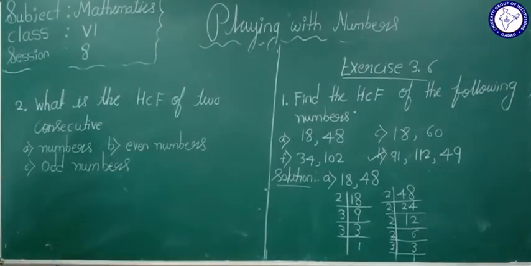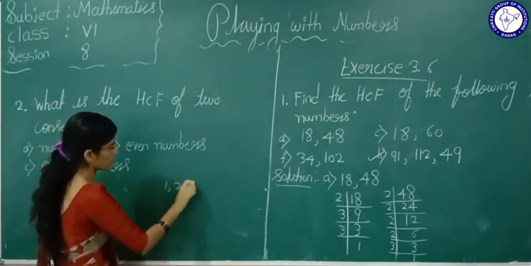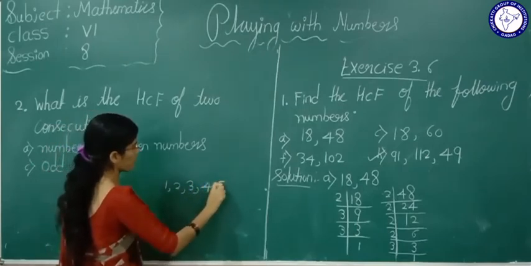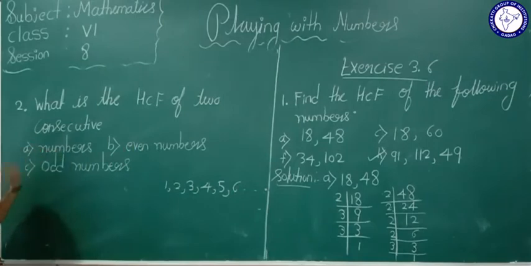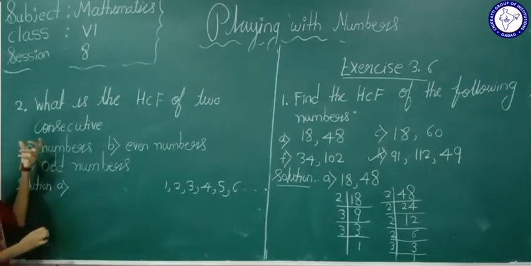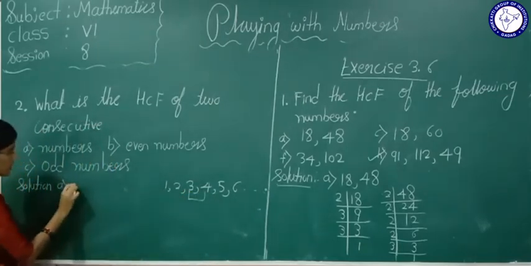Now see here, what is the HCF of two consecutive numbers? Okay, take any two consecutive numbers. Consecutive numbers means one after the other, say 1, 2, 3, 4, 5, 6. These all are numbers, right? Say take a solution. First one, see. If you take any two consecutive numbers, I will take 3 and 4 here. Okay, 3 and 4.